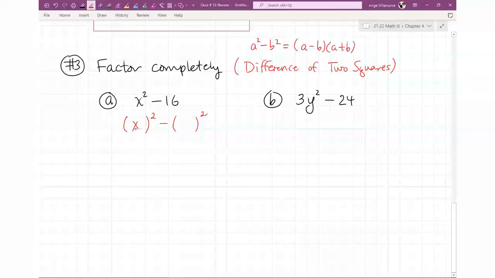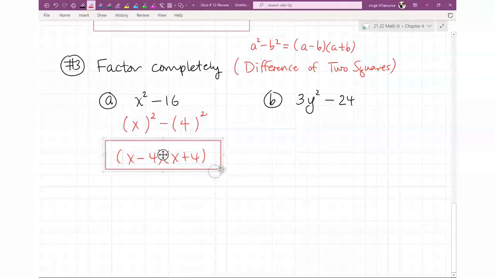The next one might be a little tough. What squared is 16? 4. Once you have those 2 numbers in the parentheses, guys, you automatically write x minus whatever the number is, and x plus whatever that number is, and you're done. That's it.